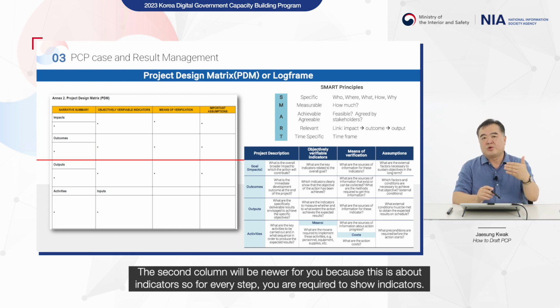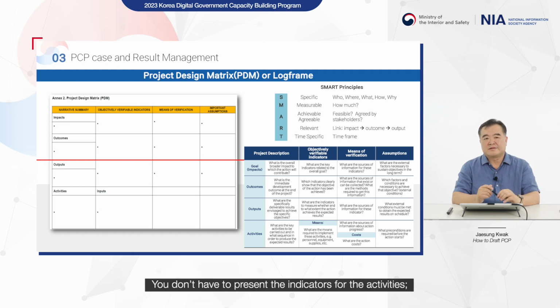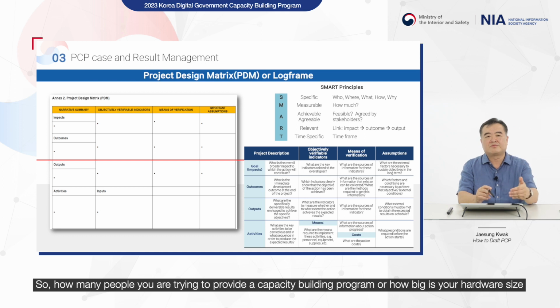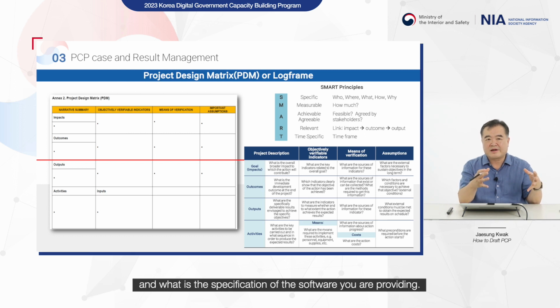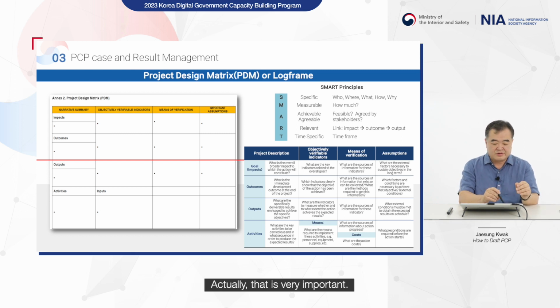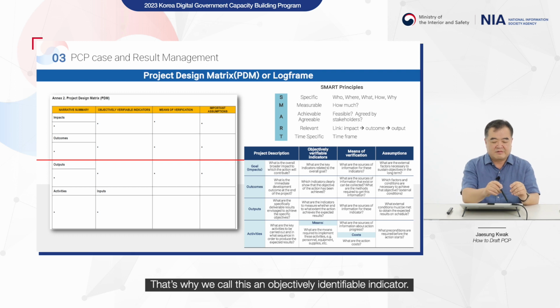So at every step you are required to show the indicators. You don't have to present indicators for the activities. However, you need an indicator for the output, how much of the project deliverables there will be. So how many people you are trying to provide a capacity building program for, or how big your hardware size is, and what the specification of the software you're providing is. So these are more like precise indicators with numbers. Actually, that's very important, numbers. That's why we call these objectively identifiable indicators.